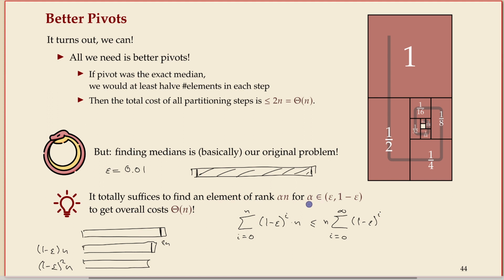And that you can simplify as 1 over 1 minus (1 minus epsilon), which is just 1 over epsilon. So if we pick our epsilon very small, this is 100n. So it's a bit bigger than 2n, but it's still linear at least, if we can somehow guarantee that the pivot is a constant fraction away from the endpoints. Okay.